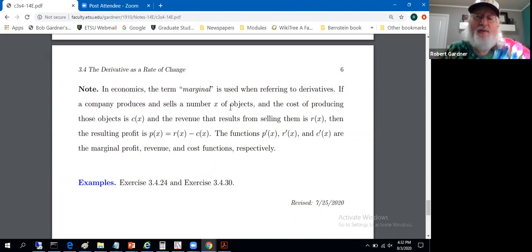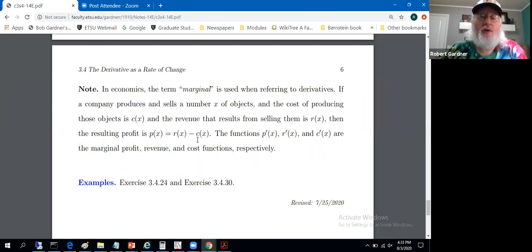If a company produces and sells a number X of objects, so X counts the number of objects, and the cost of producing those objects is C of X, and the revenue that results from selling them is R of X, then the resulting profit is P of X equals R of X minus C of X. So you're making X objects. It costs you C of X to make that many objects, production costs. You make an amount of money, R of X, from selling those X objects.